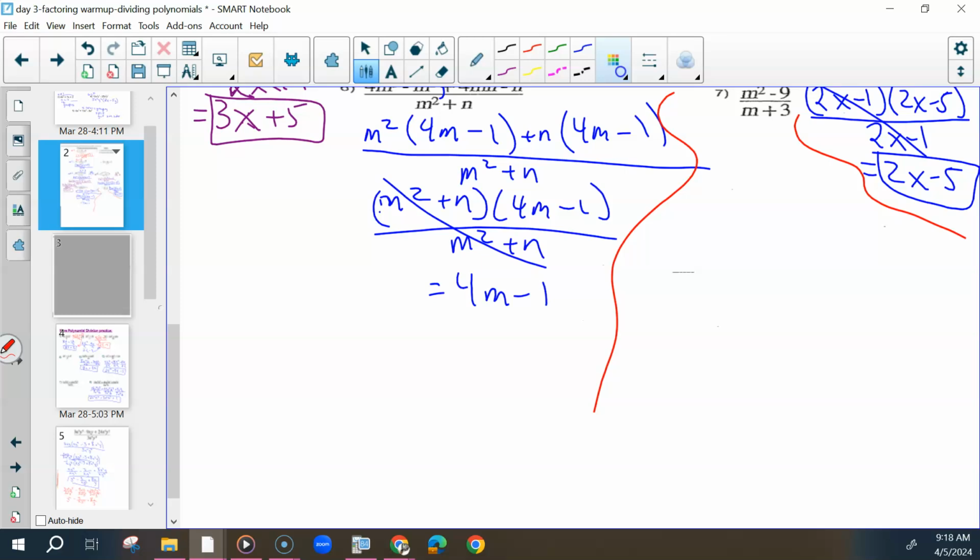Cancel? No. No. Yes, we are going to separate it, but how? Grouping. No, it's not 4 terms. Yes. Difference of squares. M plus 3, M minus 3. Oh, that's so smart.